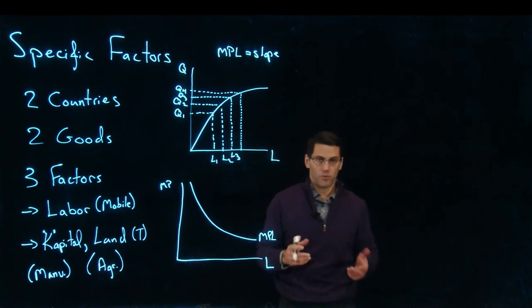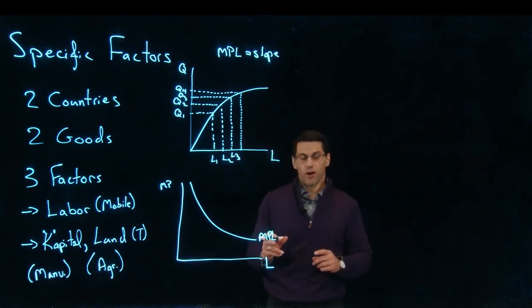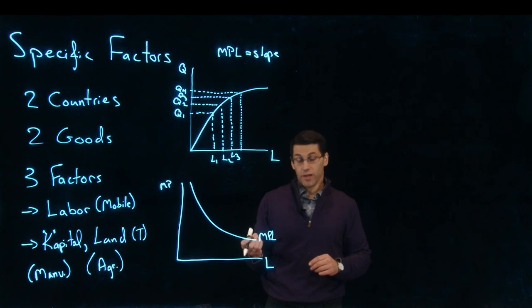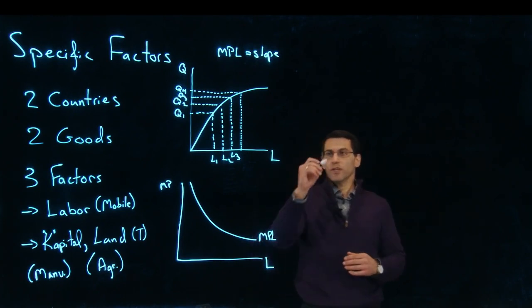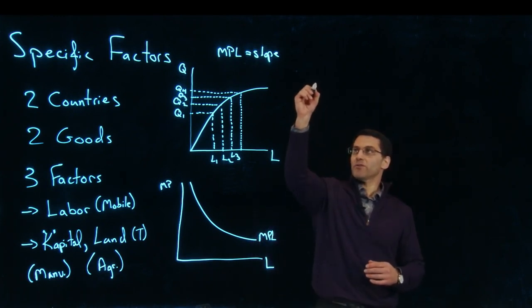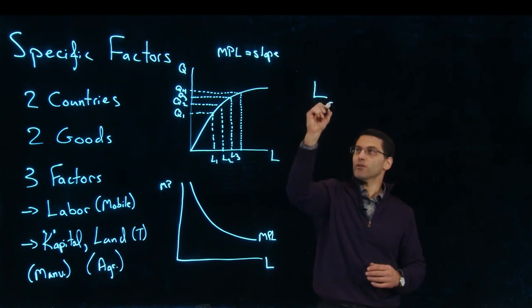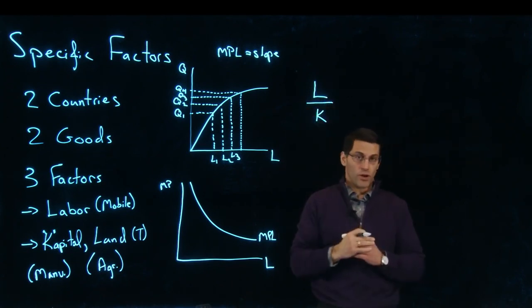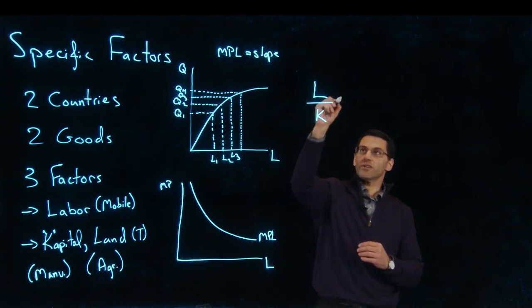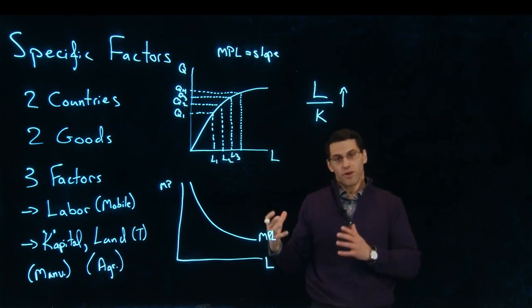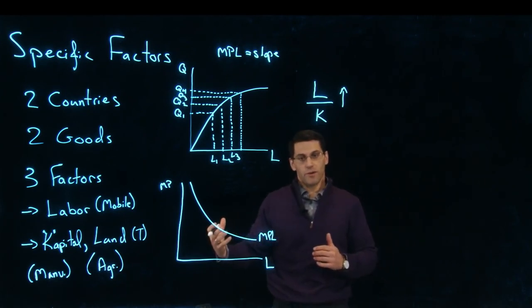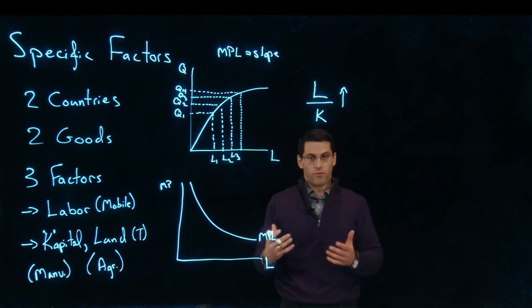But why is that? Well, the way you want to think about it is as follows. We have a fixed amount of capital and a fixed amount of land. So what happens as we increase the amount of labor we put into any sector? Let's take manufacturing. As we increase the amount of labor going into manufacturing, this ratio, L over K, is increasing. You have more workers working with a fixed amount of capital. Put more workers into manufacturing, there are more and more people working with a fixed amount of capital.